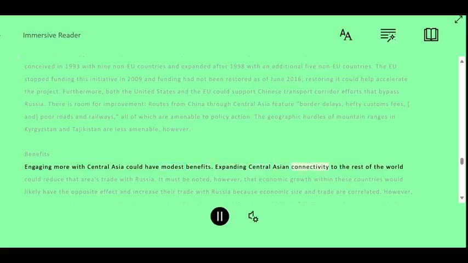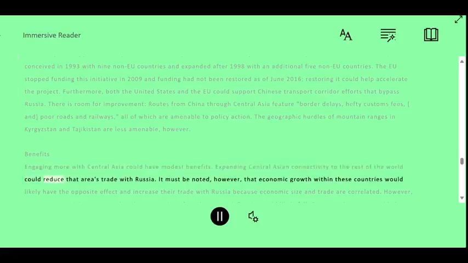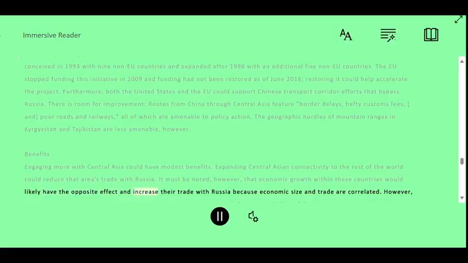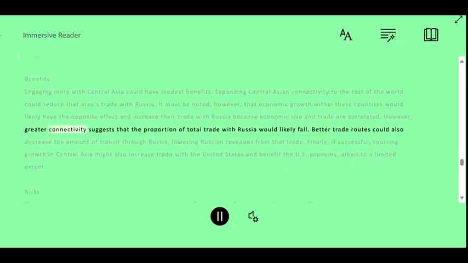Expanding Central Asian connectivity to the rest of the world could reduce the area's trade with Russia. It must be noted, however, that economic growth within these countries would likely have the opposite effect and increase their trade with Russia because economic size and trade are correlated. However, greater connectivity suggests that the proportion of total trade with Russia would likely fall.